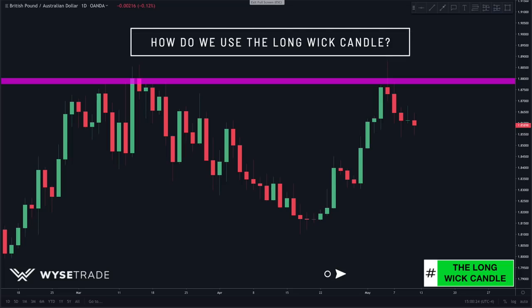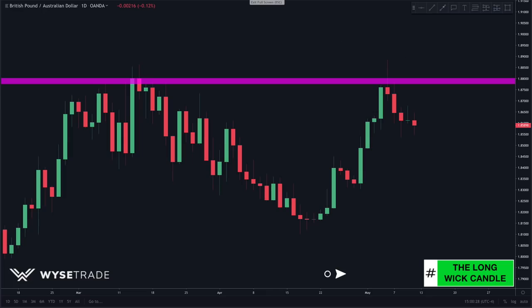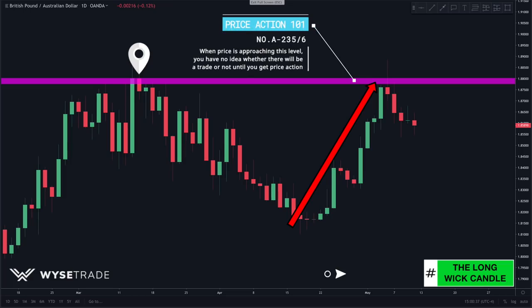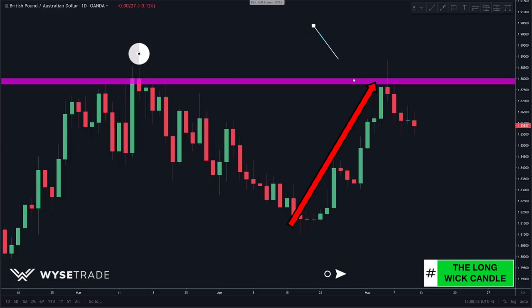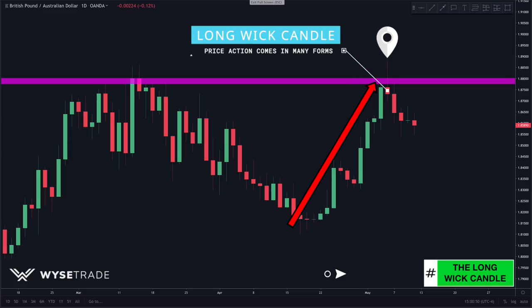Again, back to what we have been discussing in our previous videos. We look left and notice that price came up, hit and reversed drastically, giving us a good level of resistance. Now, as price came back up to this level, we had no idea whether there would be a trade opportunity or not. What you do is you wait for price action to form at these key levels before deciding what to do. Price action comes in many forms, but in this case, what we got was this great long wick candle that rejects resistance, resulting in a bounce short.